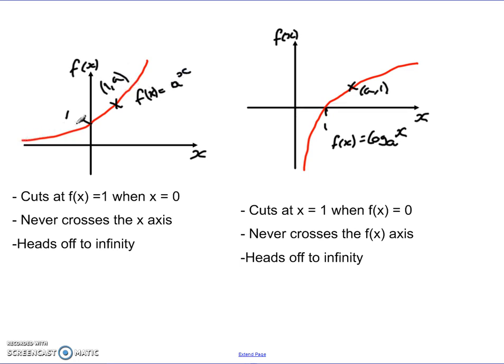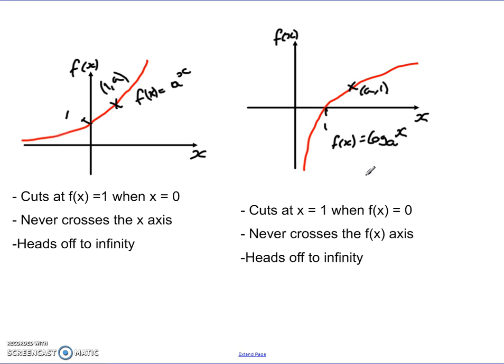In terms of where it goes, as you head off in x, it heads up in y towards infinity, and as you go down in x, the y gets closer and closer to the x-axis, but will never ever touch it. It will always remain above this axis at any point.